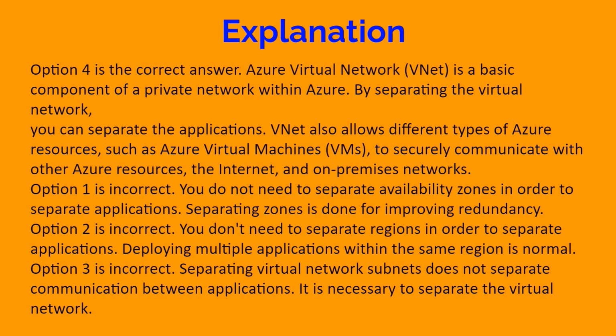Option 1 is incorrect. You do not need to separate availability zones in order to separate applications. Separating zones is done for improving redundancy. Option 2 is incorrect. You don't need to separate regions in order to separate applications. Deploying multiple applications within the same region is normal. Option 3 is incorrect. Separating virtual network subnets does not separate communication between applications. It is necessary to separate the virtual network.